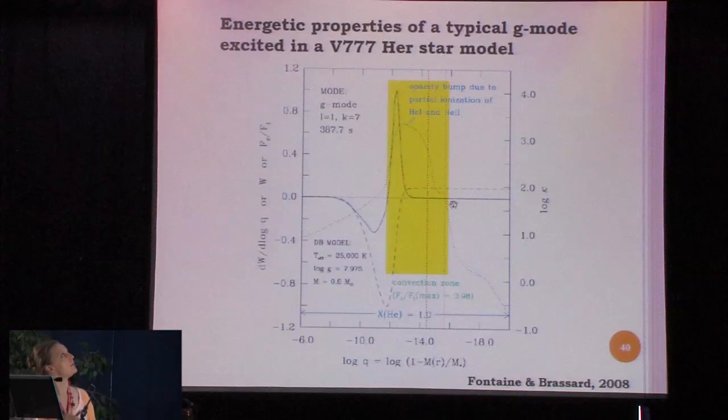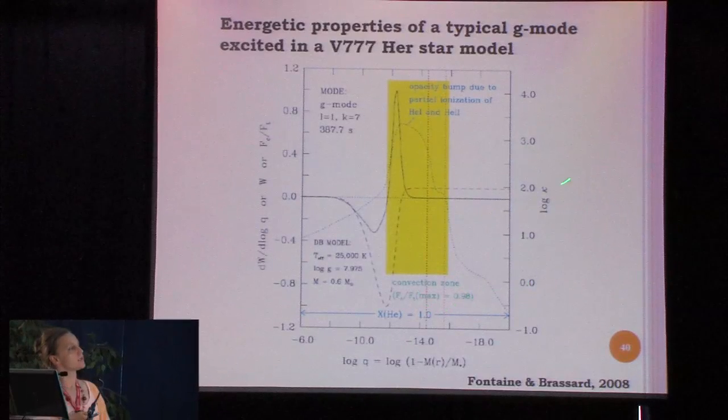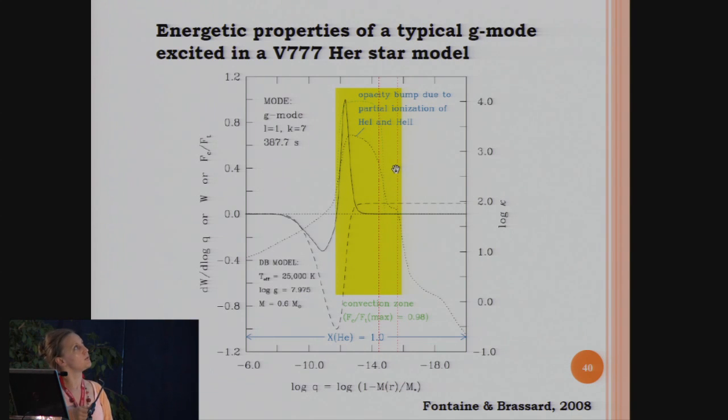And this is for the V777 Hercules model. Here the convection is important because the convective flux to the total is sometimes even 98%. So the convection plays an important role in driving this pulsation, and the mechanism is called the convection opacity mechanism. This is due to the recombination of helium in the envelope.